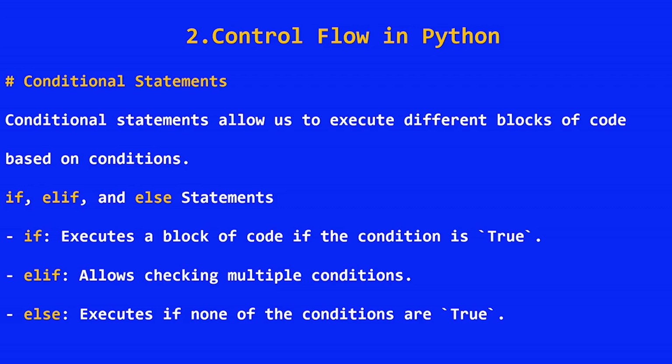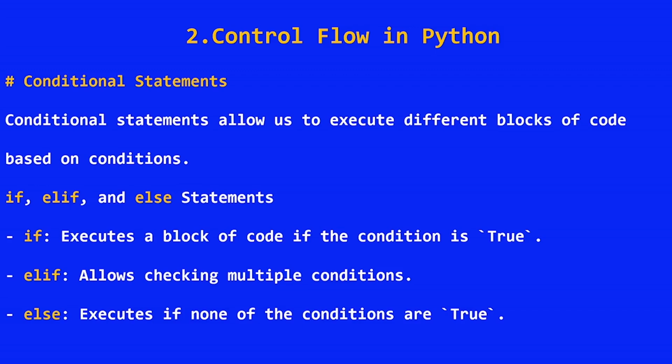For example, if will execute a block of code if the condition is true. If the condition is not true, then we move on to elif. The elif allows us to check multiple conditions. For example, you want to check a student's grade. We have different scores like 70, 80, 90, 100, so you will be redirected to the respective score based on the student's performance.